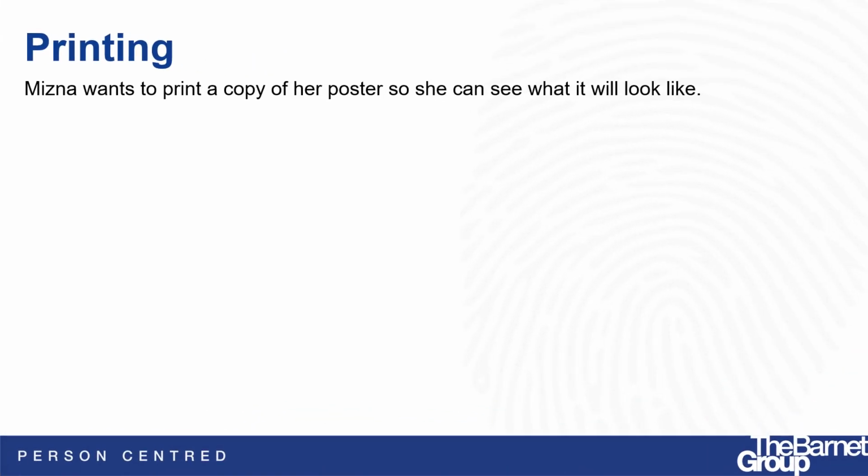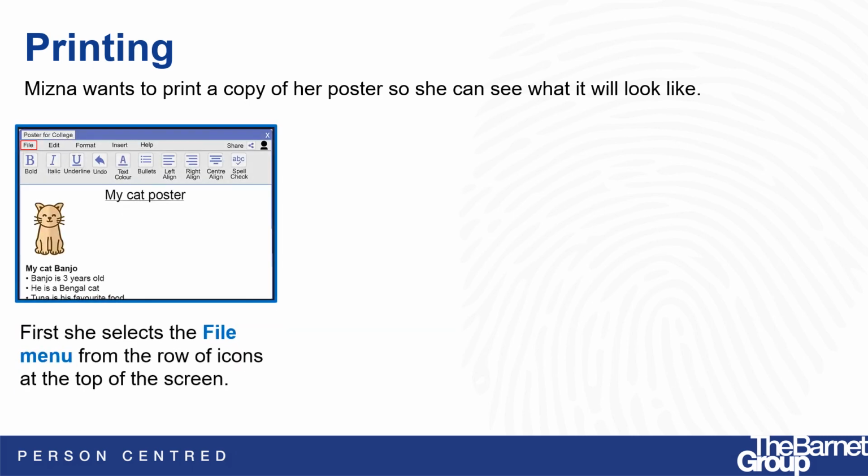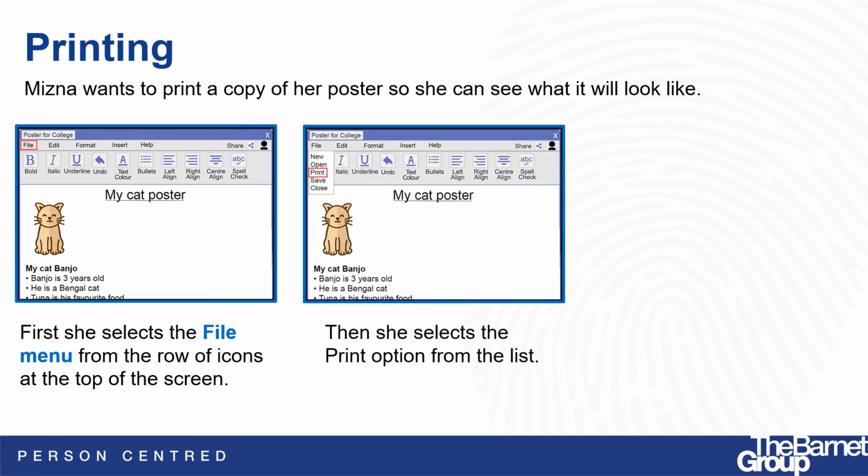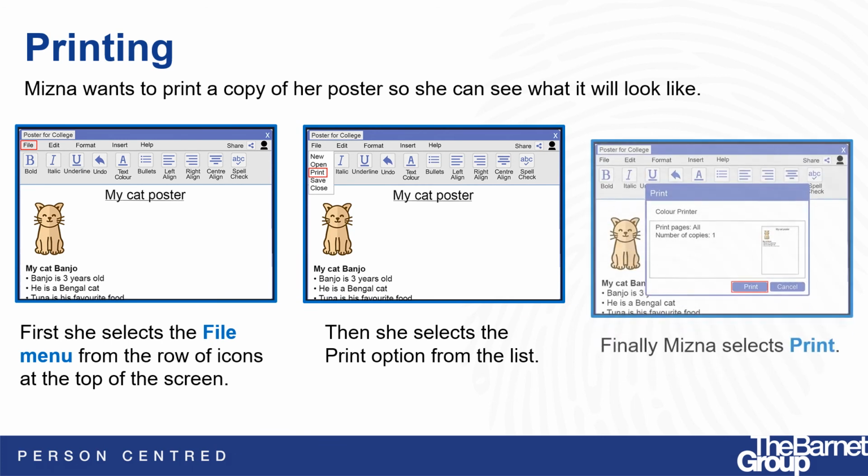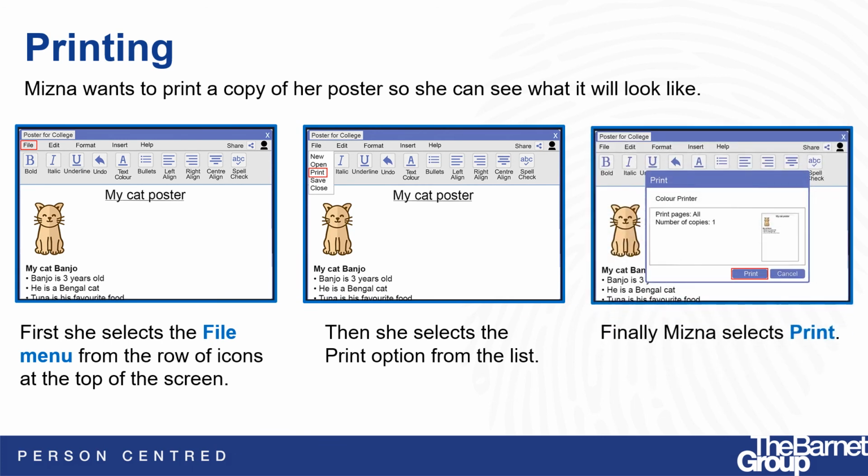Printing. Mizna wants to print a copy of her poster so she can see what it will look like. First, she selects the File menu from the row of icons at the top of the screen. Then she selects the Print option from the list. Finally, Mizna selects Print.